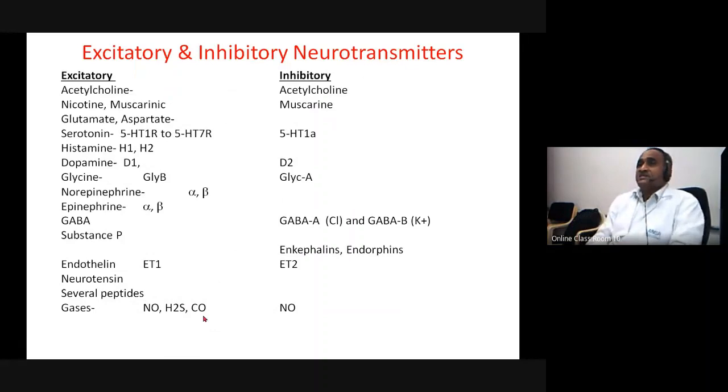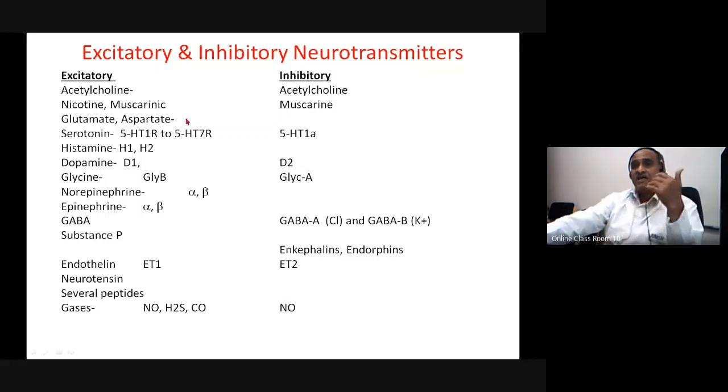Now, I have categorized them here as excitatory transmitters and inhibitory transmitters. Acetylcholine may be excitatory on nicotinic and muscarinic receptors, but muscarinic receptors at the heart are inhibitory. If you are looking at the intestine, it is excitatory. So that means M1, M2, M3 are coming up: the muscarinic 1 receptor, muscarinic 2 receptor, 3 receptor. Then glutamate, we have AMPA and NMDA.